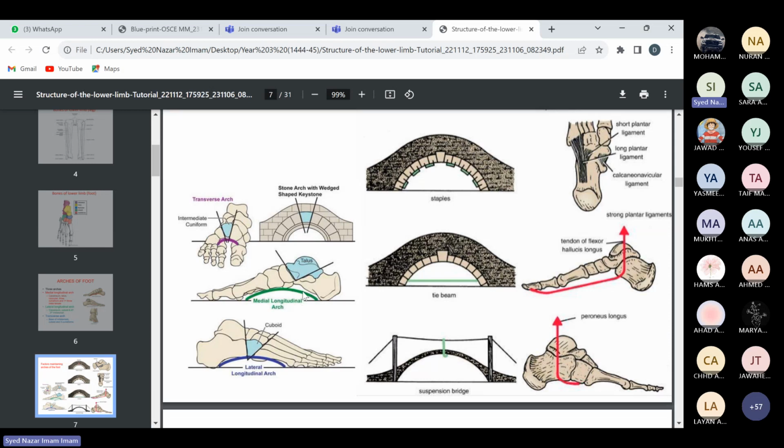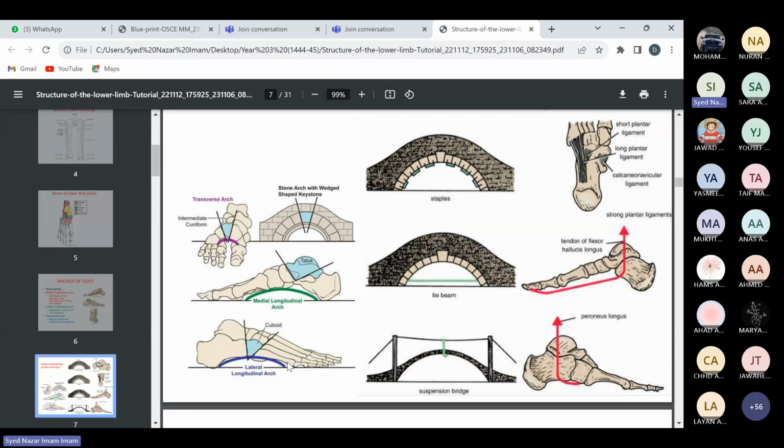Similarly, for the medial longitudinal arch, look at the talus bone. This is one end and this is another end. So this is forming an arch. Whatever bones are attached to the talus here, it is forming the medial longitudinal arch. So for the medial longitudinal arch, the key bone is the talus. For the transverse arch, the key bone is the intermediate cuneiform. And for the lateral longitudinal arch, the key bone is your cuboid. The shape of the cuboid is wedge shaped. So whatever is attached, the calcaneum and lateral metatarsals, they are forming the lateral longitudinal arch.